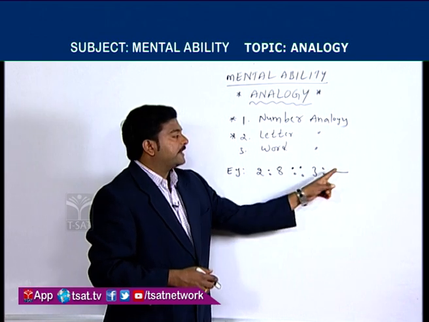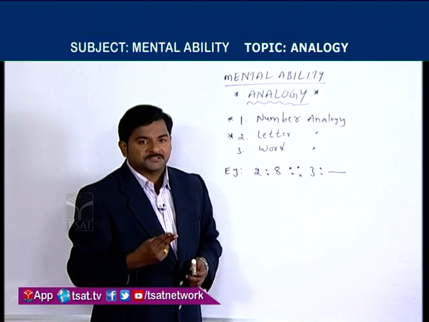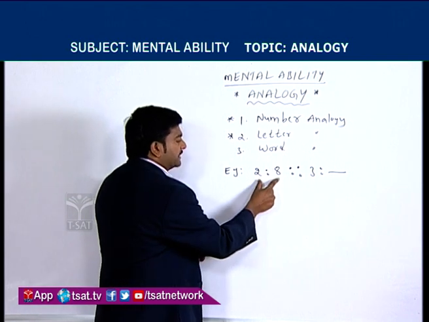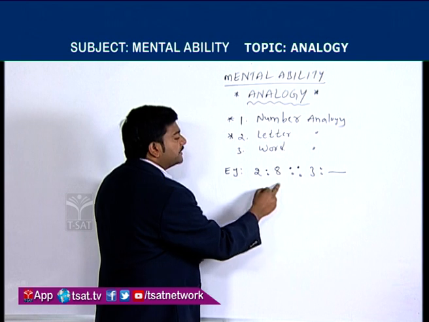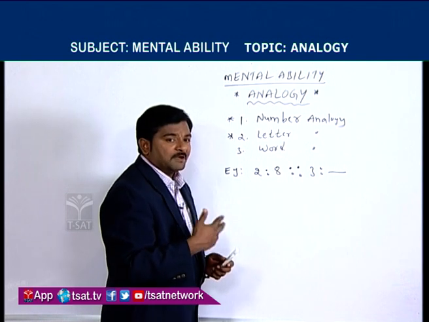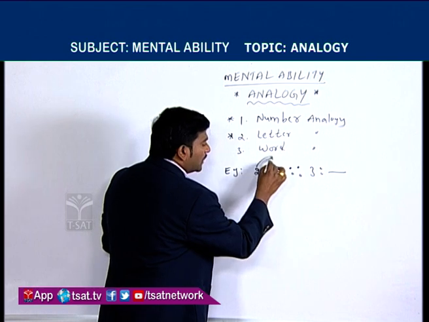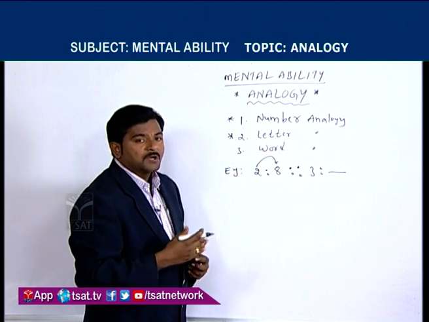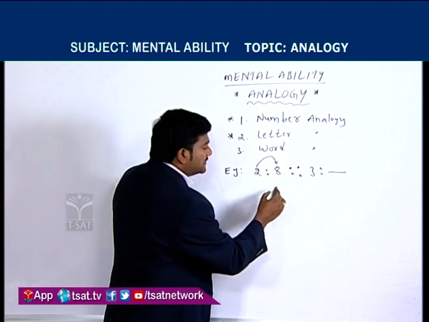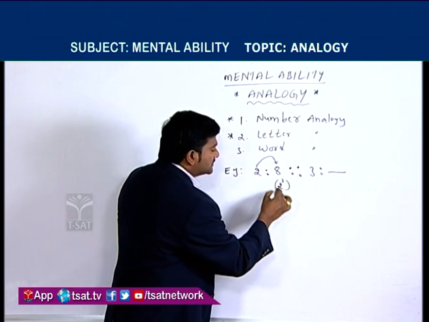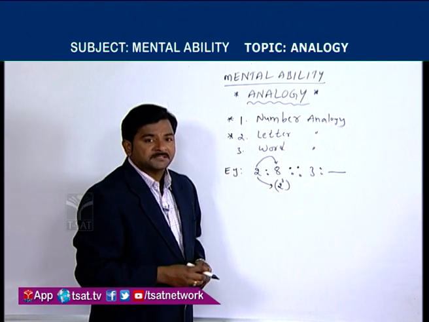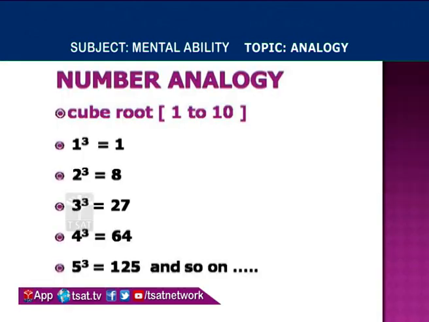Usually to find out this value you need to think in 2 ways. First way is from set 1, here 2:8. From 2 how are you getting 8? 8 can be written as 2 cube. So the number 2 can be written as 2 cube. Similarly, if you apply the same concept for the second pair, 3 can be written as 3 cube, which is 27. Hence the answer is 27.